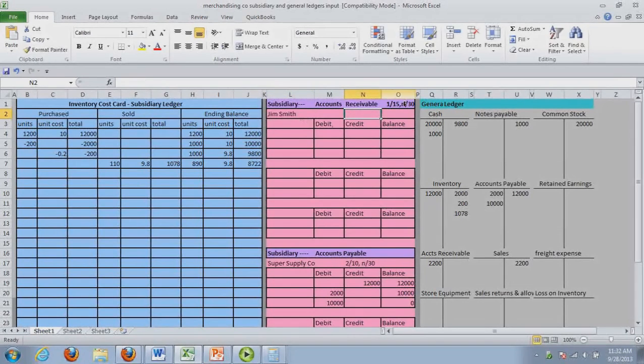And actually, I still have 115 net 30 at the top, which is for all my customers. So we're going to debit accounts receivable for $2,200. Jim owes me $2,200. Okay, so we've got accounts receivable, we've dealt with the inventory, we've done the general ledger, so I think we're good.